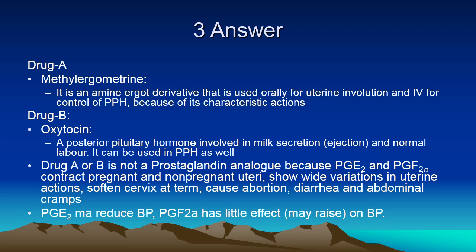Drug A or drug B cannot be prostaglandin analogs because PGE2 and F2 alpha analogs contract pregnant and non-pregnant uteri similarly, show wide variations in uterine actions, soften the cervix, and cause abortion, diarrhea, and abdominal cramps. None of these symptoms are described for differentiation. PGE2 may also reduce BP. PGF2 alpha has little effect or may raise BP. Therefore, this clue will not be helpful. Therefore, the answer is A is methylergometrine, B is oxytocin.